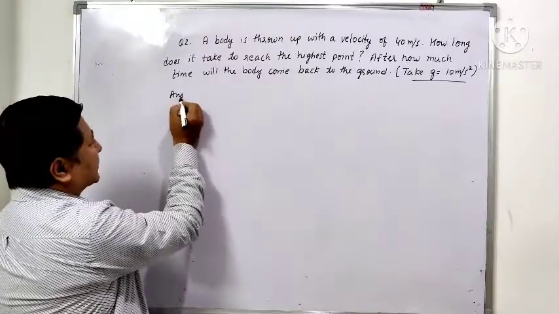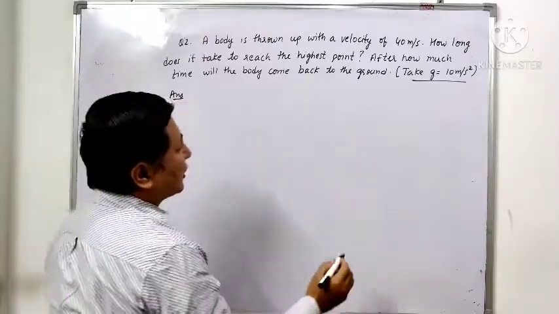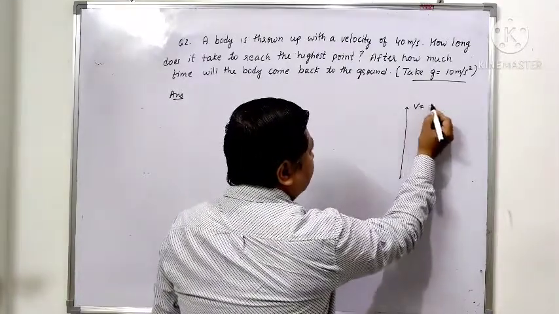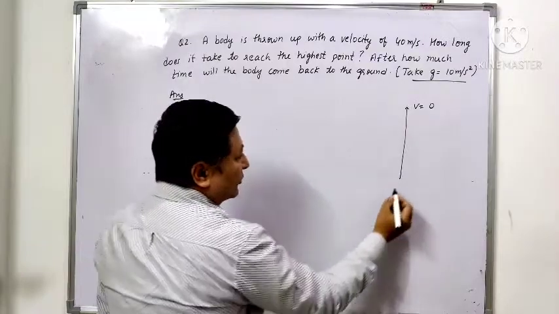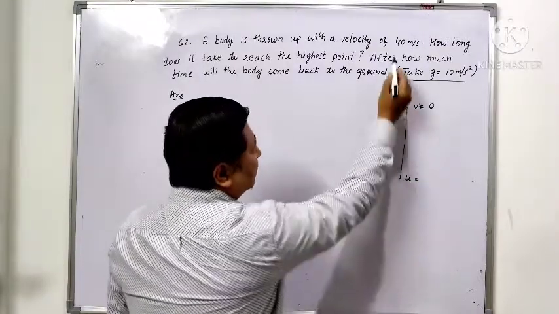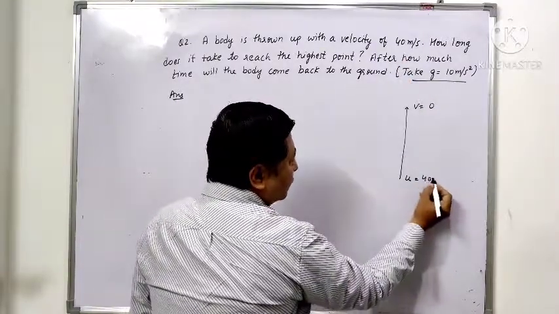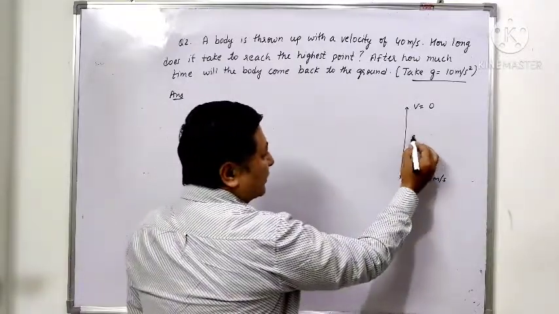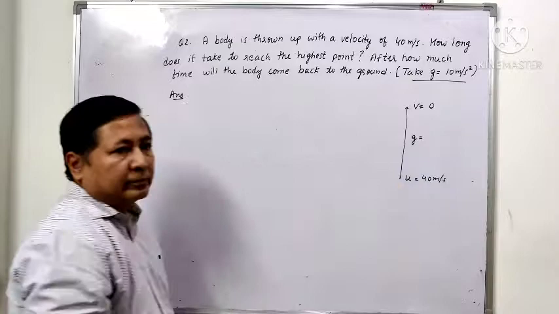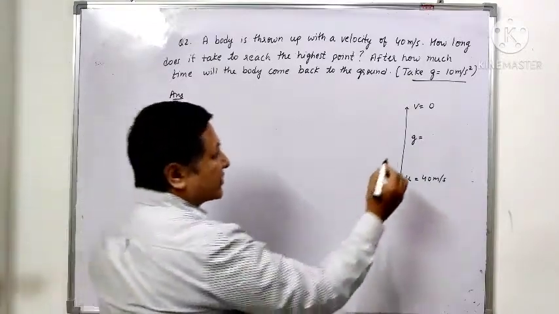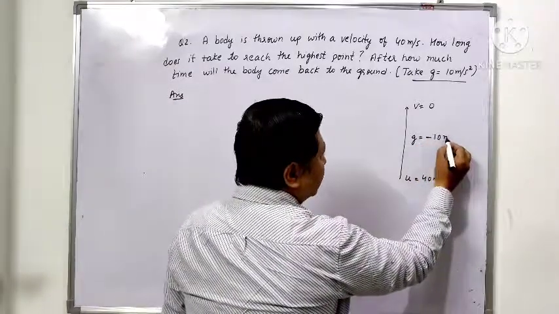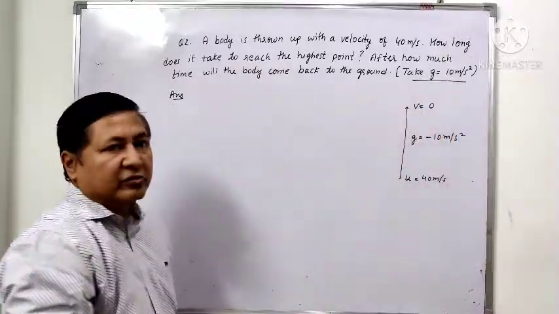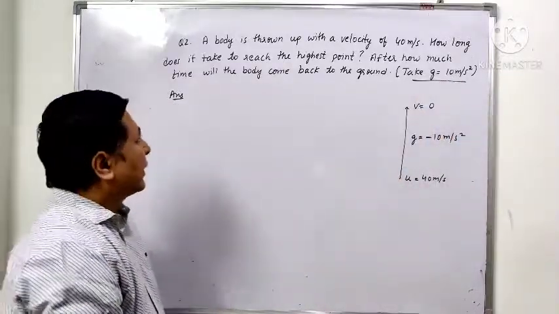Now let us solve this. An object is thrown upward. So when it reaches the highest point, the final velocity will become 0. Initial velocity is given, 40 meter per second. It was thrown with a velocity of 40 meter per second. The acceleration due to gravity, because it is moving up, will be negative. So that is minus 10 meter per second square, because in the question it is given to take the value of g equal to 10 meter per second square.